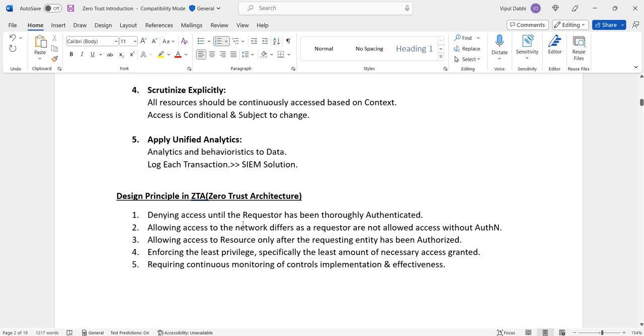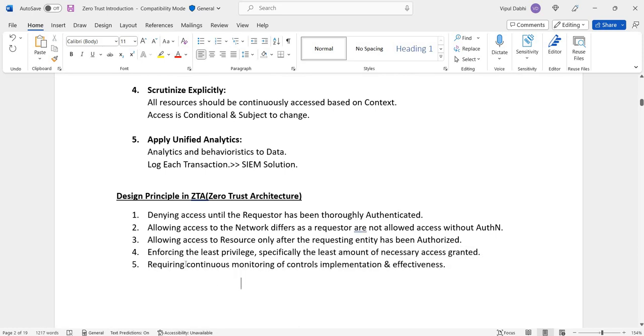Allowing access to the network differs, as requesters are not allowed access without authentication. Yes, allowing access to resources only after the requesting entity has been authorized. So it is consistently pointing to an important thing: authentication and authorization that rest with the network, because within the network we have subnets and all resources are part of that. Now enforcing the principle of least privilege, as I told, specifically the least amount of necessary access granted.